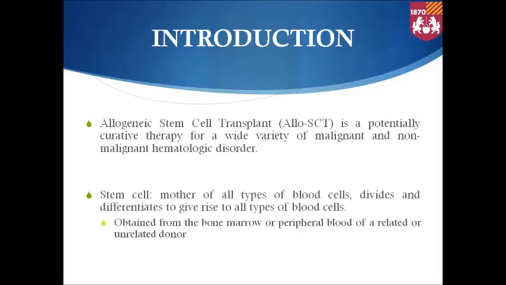Stem cells are the mother cells of all types of blood cells. They divide and differentiate in our bone marrow to give rise to all types of the blood cells. And we obtain them for transplant either from going into the bone marrow directly or from the peripheral blood, from either a related or an unrelated donor.